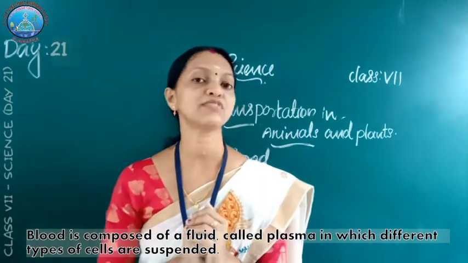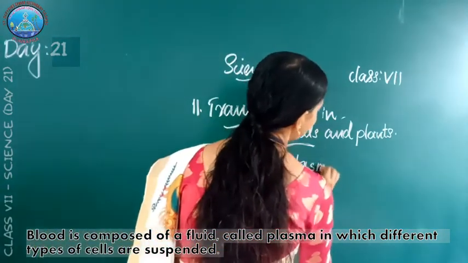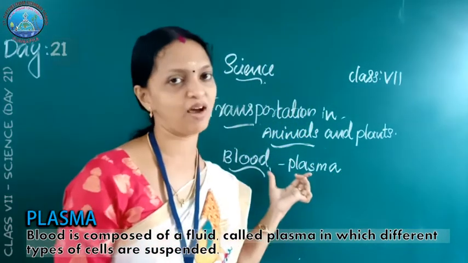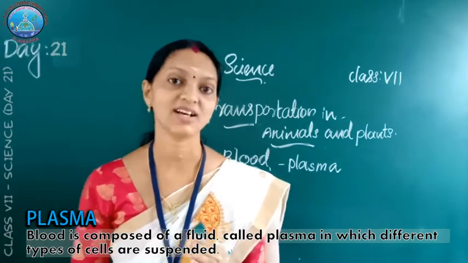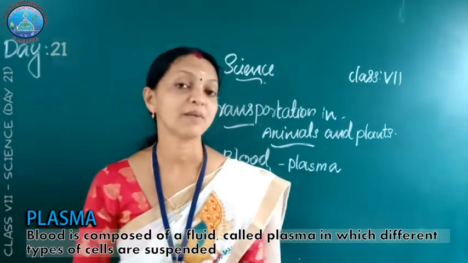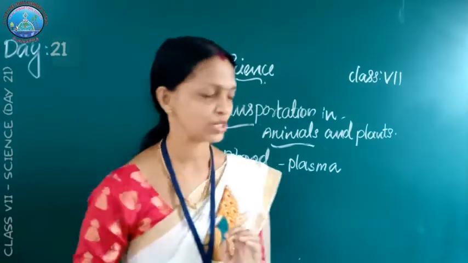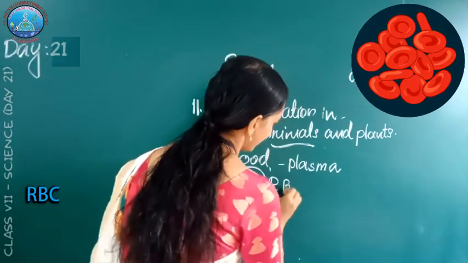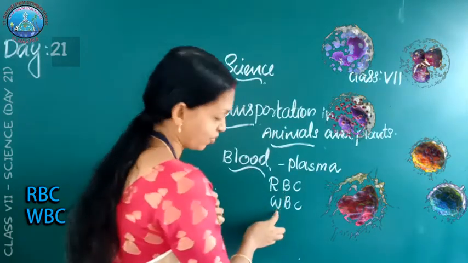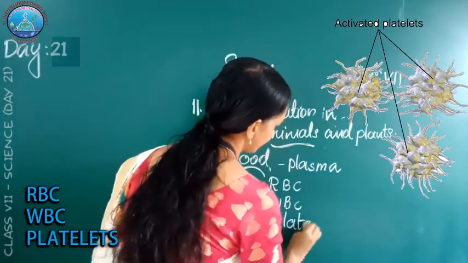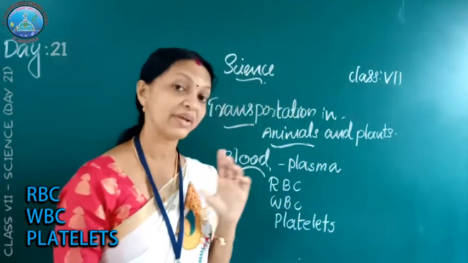The fluid part of the blood is called plasma. What is called plasma? The fluid part of the blood is called plasma. Almost 55% of blood is plasma. Our blood contains some components. There are three main components present in our blood: first one RBC, second one WBC, and last one platelet.